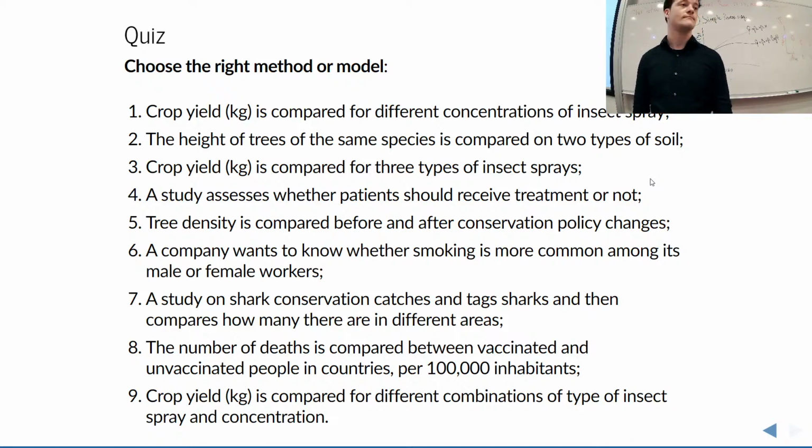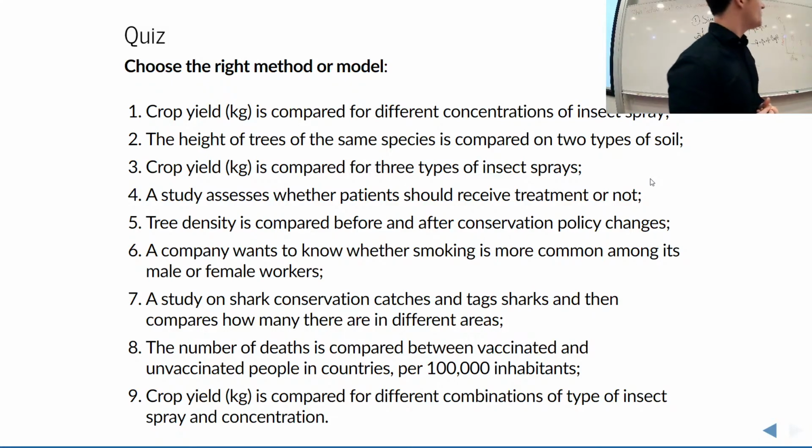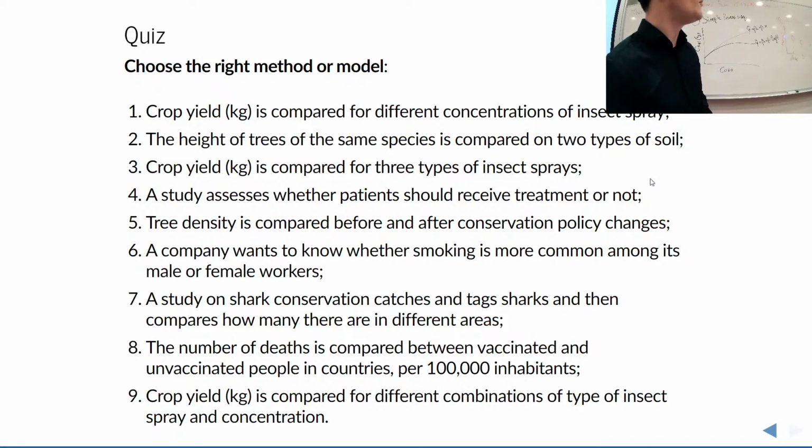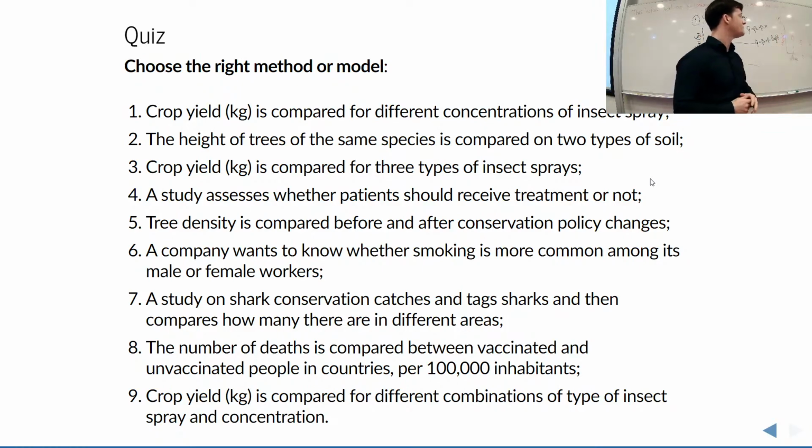Is 5 a fair t-test? Okay, so number 5, tree density is compared before and after conservation policy changes. And she asked, could this be a paired t-test? And that's correct. The more general way to do this would be with a mixed model, but since there are only 2 time points, before and after, with no other information specified, this could be perfectly done with just a simple paired t-test. And again it would look like this, except the outcome would be tree density, whatever that means.